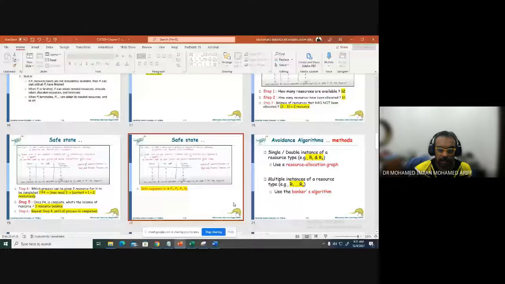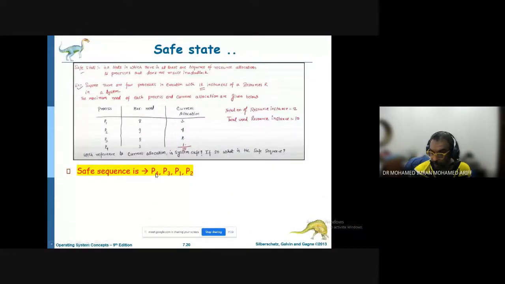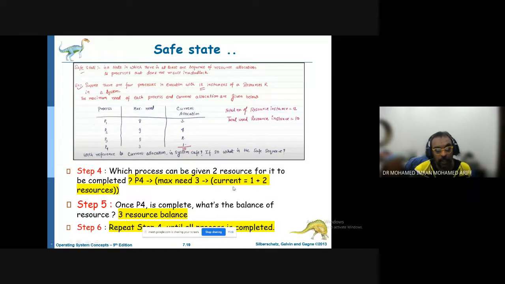Okay, so the safe sequence is P4, P3, P1, P2. So how do we do it? Let me just explain to you again. First, we get the total resource instances, which is normally given in the question lah. And then we calculate the current allocation, berapa yang diberi sebenarnya at the moment. So 10 has been given, right? And then the maximum need is the maximum resource needed by each process.